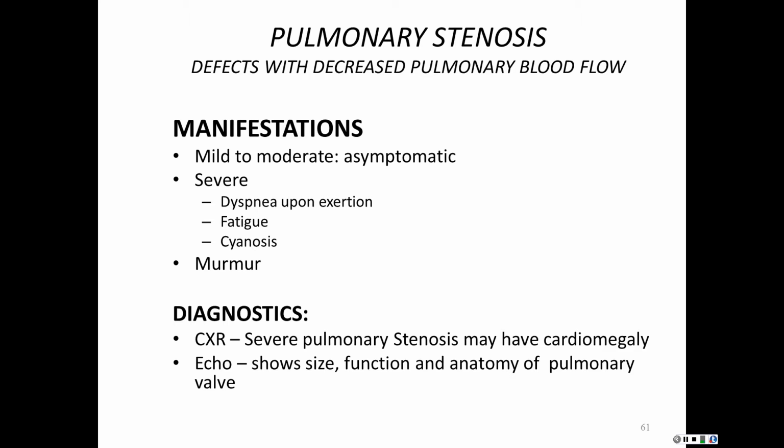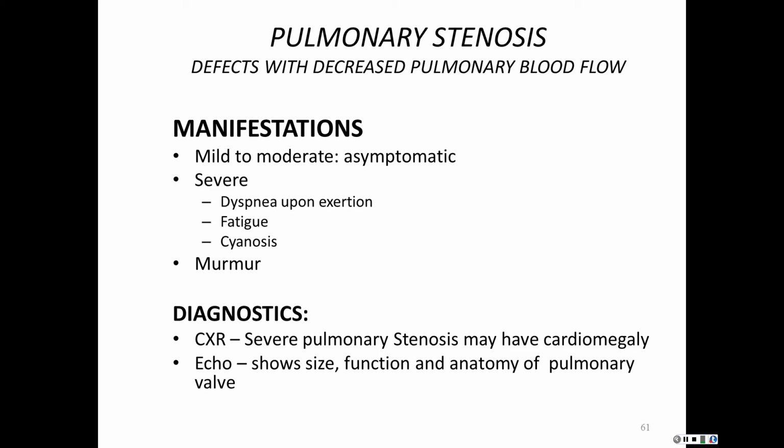When we look at these and we're trying to diagnose these, most of the time it's noticed because of the signs and symptoms, the clinical manifestations, and then hearing the murmur. Once we do that, we begin the workup. Of course, we're going to look at a chest x-ray, and we can't see the stenosis on a chest x-ray, but what we might see is right ventricular hypertrophy, or we may see cardiomegaly because of that.